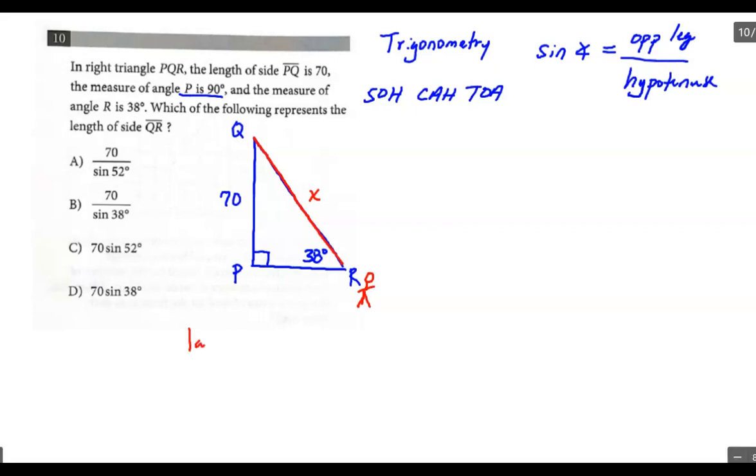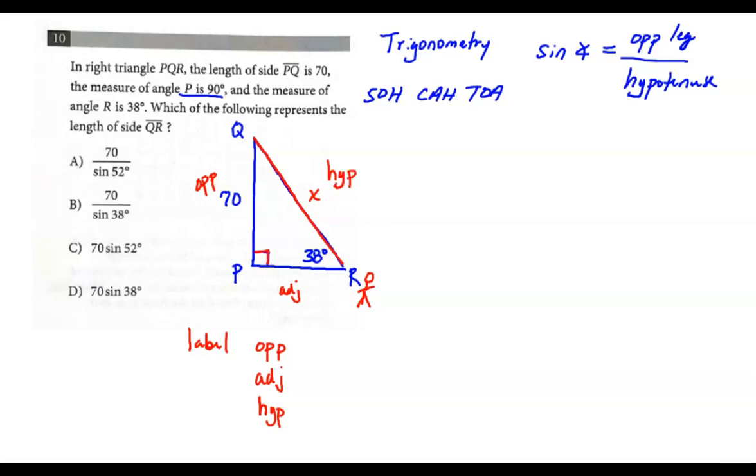I need to label the triangle opposite, adjacent, and hypotenuse. So across from me, this is the opposite side. The side that I know nothing about, this is the adjacent, or right next to me side. And then across from the 90 is always the hypotenuse.